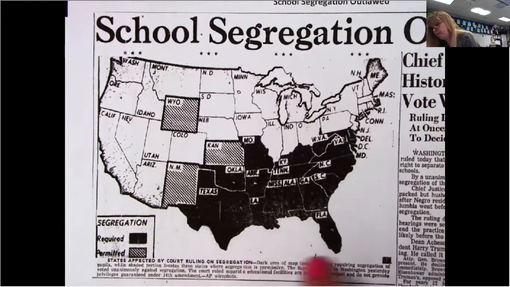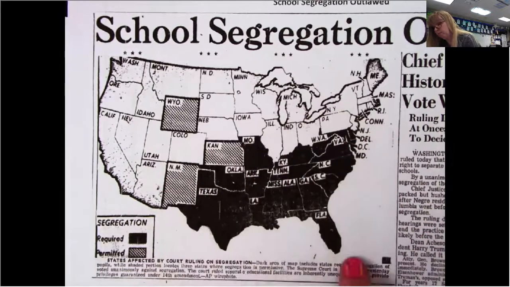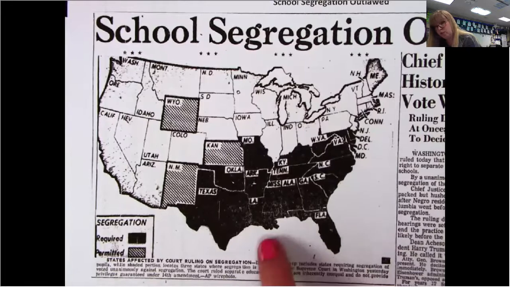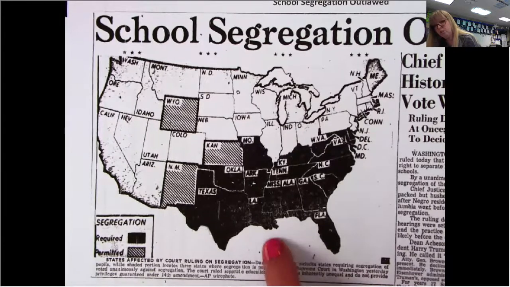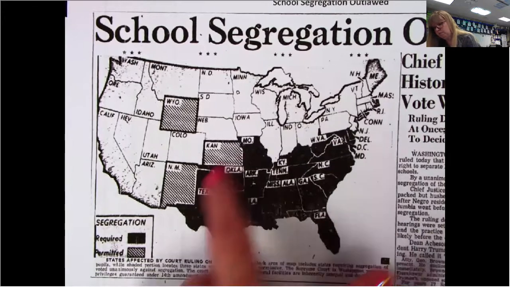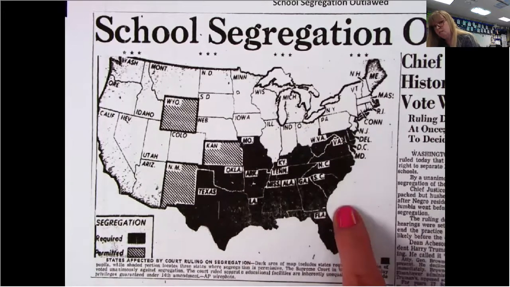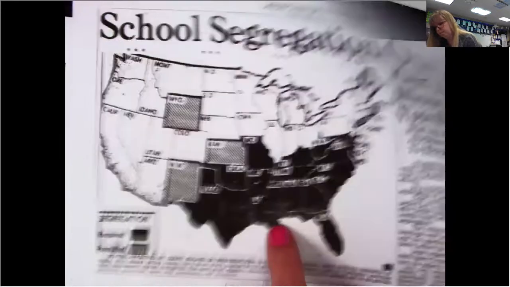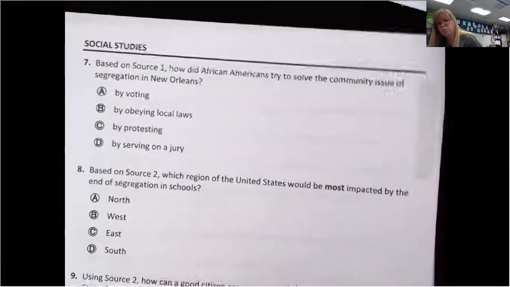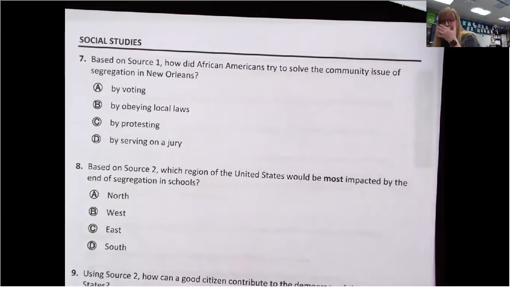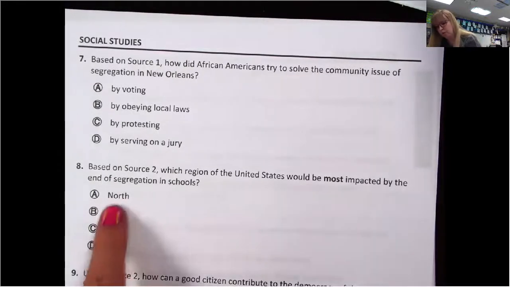So if you have segregation in this region, when segregation ends, there's going to be a lot of changes, right? So what region is that? Is this the north? This is east? Is this the west? Or is this the south? So based on source two, which region in the United States would be most impacted by the end of segregation in schools? North, west, east, south.